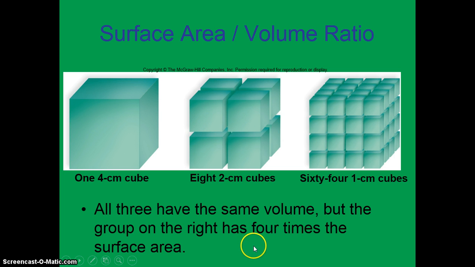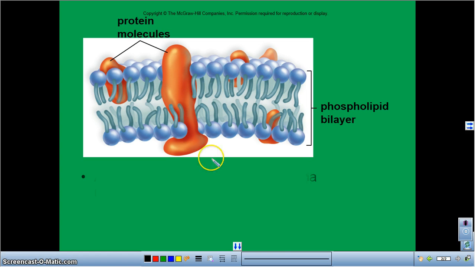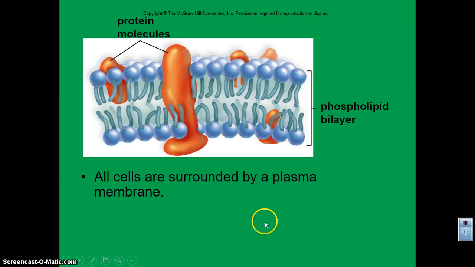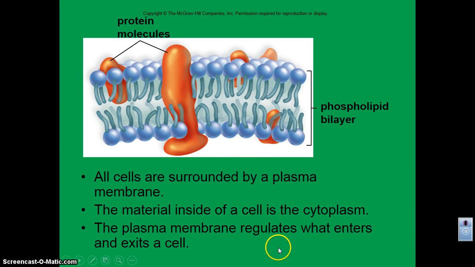They all three have the same volume, but the group on the right has 4 times the surface area. This is a picture of the cell membrane, and this should look vaguely familiar from the last chapter because we have a phospholipid bilayer. Here are our hydrophilic heads and hydrophobic tails. So this is a cell membrane layer, and the protein molecules that go into it. All cells are surrounded by what we call a plasma membrane or a cell membrane. The inside of the cell is called the cytoplasm, and the membrane regulates what comes into and out of the cell. So it's like a gateway, and it's called semi-permeable. Only certain things can go into and out of that cell membrane.